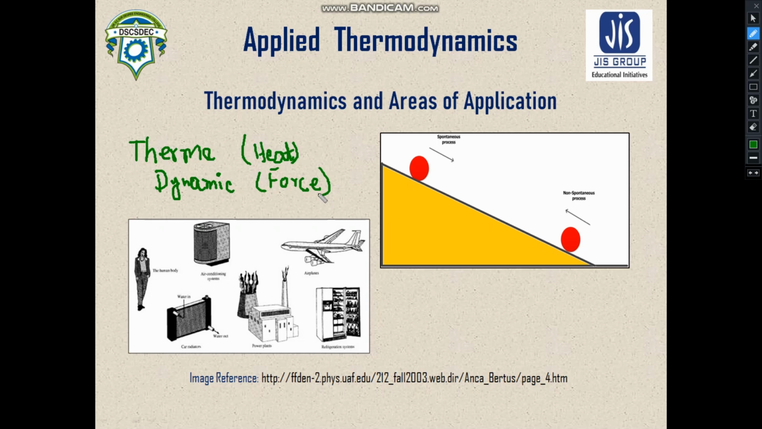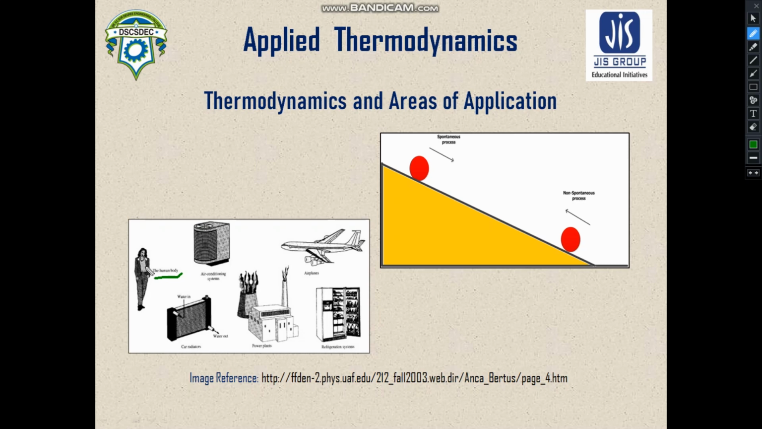Actually, we live in a sea of thermodynamics. Most of the applications which we observe and feel every day consist of thermodynamics. Like here, you can see the example. This is the human body. Every heat interaction, every thermal feeling we have can be explained with the help of thermodynamics. If you are feeling hot or feeling cold, this can be explained by thermodynamics. The place where you live is connected with an AC system, or most of you will use a refrigerator in your home.